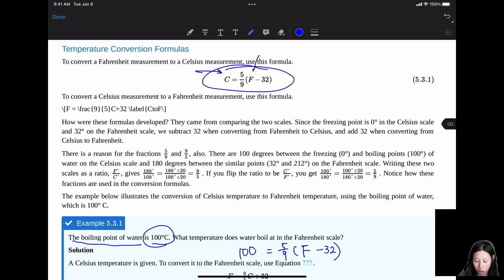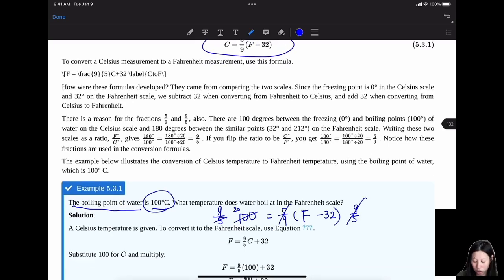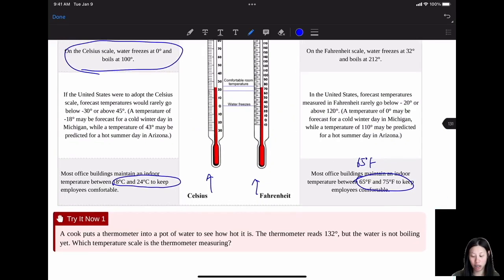In order to solve for F, we need to multiply by 5/9 on both sides to get rid of the fraction. Oh, 5/9, not 9/5. Haha. I'm sorry, 9/5, so that you can cross cancel these two. So here we have 180 equals Fahrenheit minus 32, and then you add 32 on both sides. So you have 212 equals Fahrenheit. That means the water boiling point is 212 Fahrenheit, which we mentioned earlier.